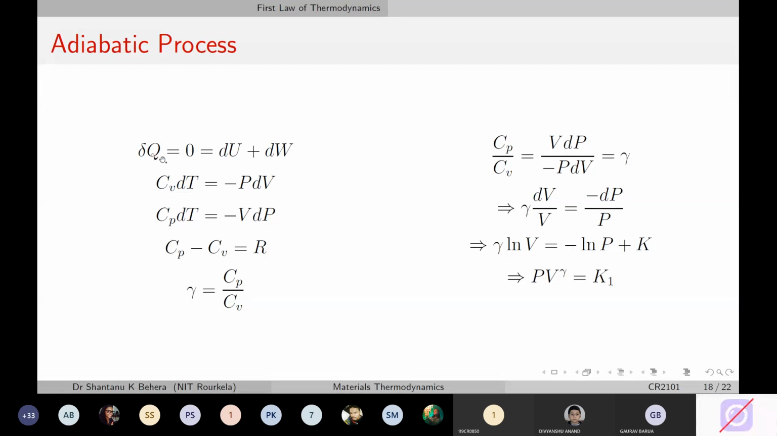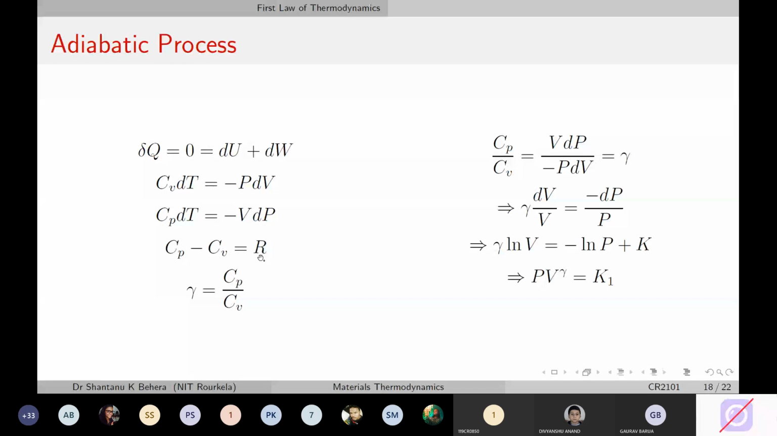Other than that, it's the same. So from this you can get expressions of CvdT and CpdT. I think you guys understand that. CvdT is minus PdV and CpdT is minus VdP, and this term that Cp minus Cv is R is something you can prove by yourself, but that'll be long enough, so we will skip that. And there's a ratio of Cp by Cv, which is gamma, right?